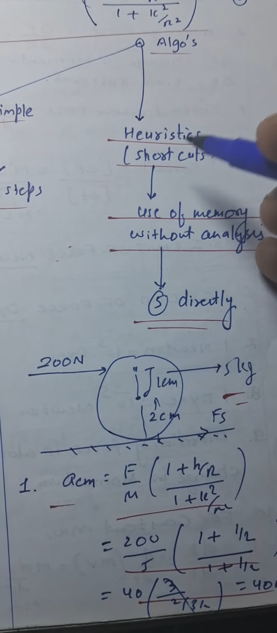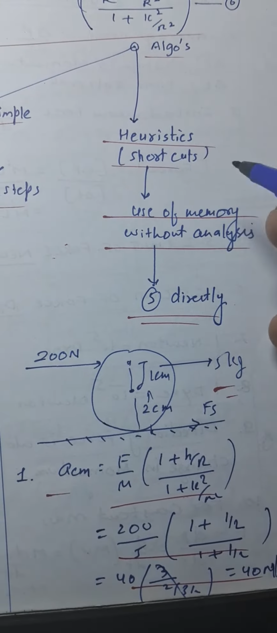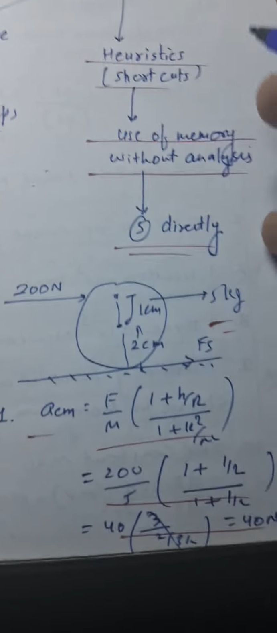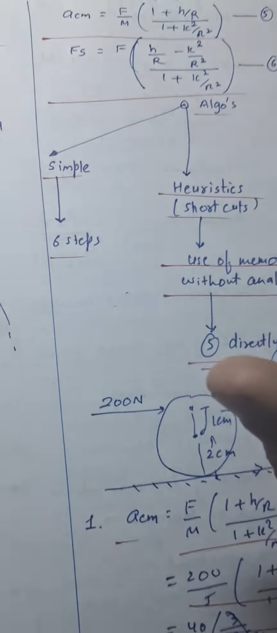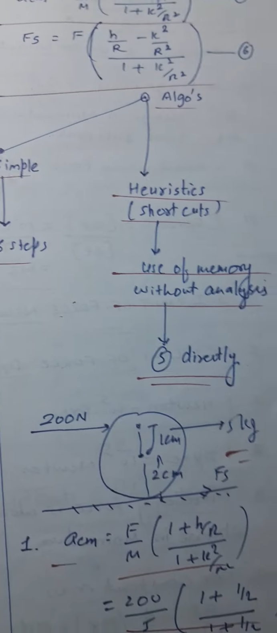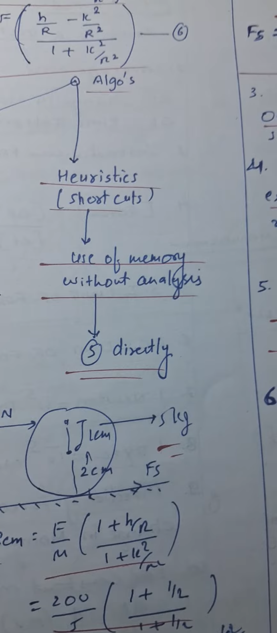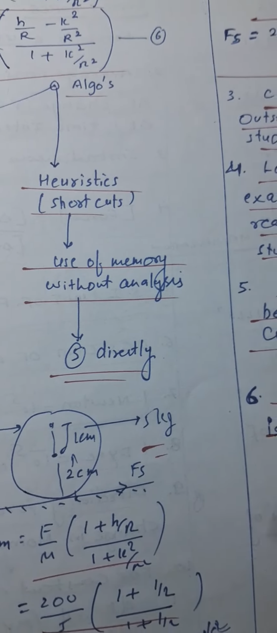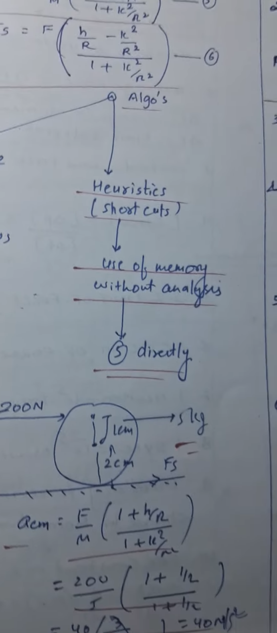Another algorithm is heuristic based, or shortcut based, and heuristic means use of memory without analysis. So with a heuristic, you just focus on the output-giving information. You just focus on the specific part of the information. Obviously it speeds things up, it's very fast, and it helps you save a lot of time that you can use for solving complex questions.